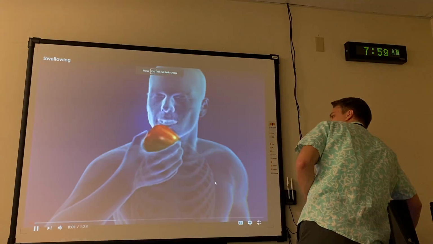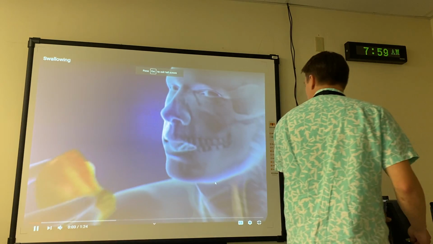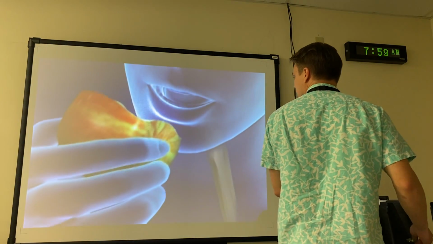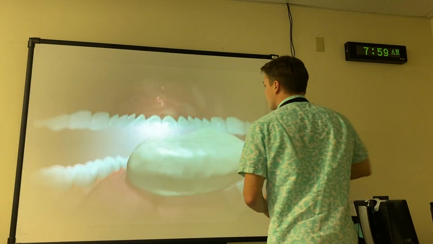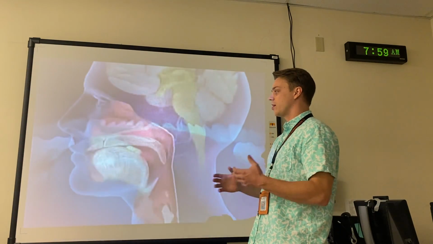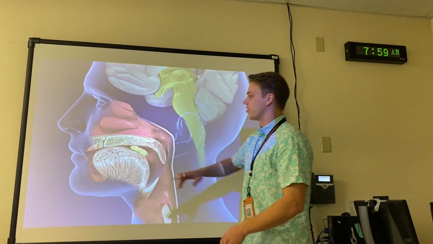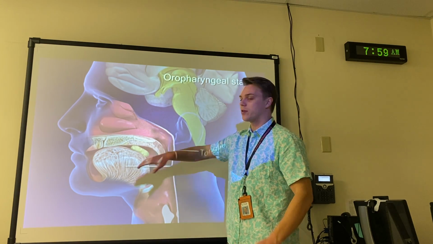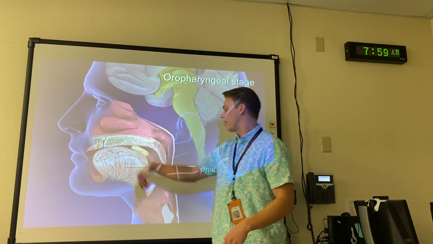So this video will break that down. We start by literally biting the food, breaking it down, which increases the surface area. And then our tongue presses up against the roof of our mouth and does this wave up.